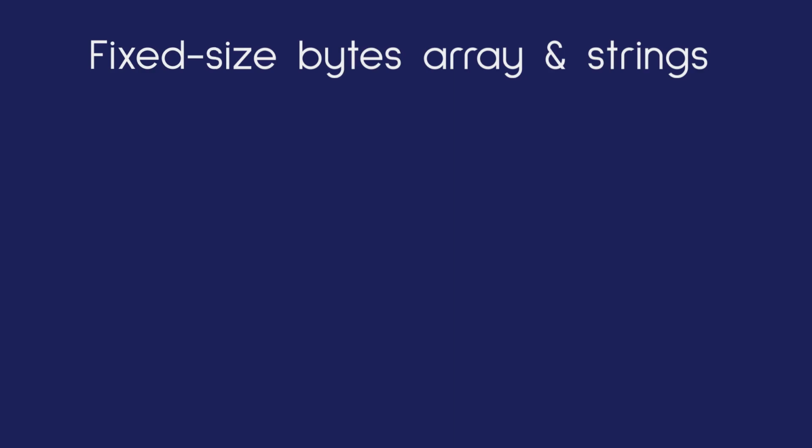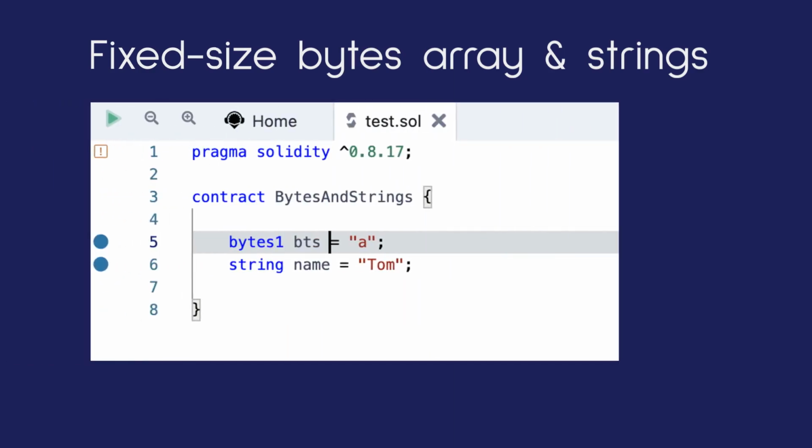Now we will cover bytes and strings. Here, bytes are fixed size arrays containing a sequence of characters. We can declare its length from 1 to 32, just as we did with integers. In this case we use bytes 1 to save a character, but we can store more based on the space we declare. However, it is important to be careful because just as with integers, we can make it overflow.